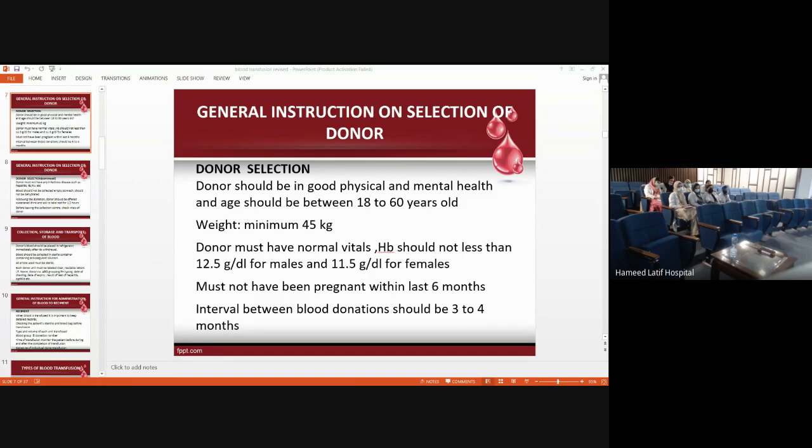Usually the weight of the donor is 50 kgs, not 45 kgs. And if it is less than 50 kgs, then the donor is rejected.